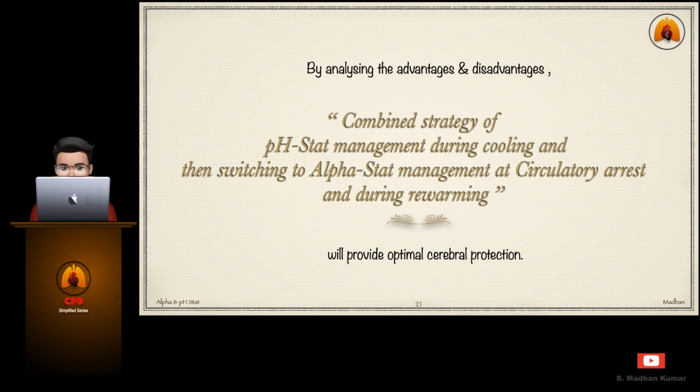Also, both pH stat and alpha stat management resulted in similar cerebral protection after DHCA. So, to conclude, a combined strategy of pH stat management during cooling and then switching to alpha stat management at circulatory arrest and during rewarming will provide optimal cerebral protection.